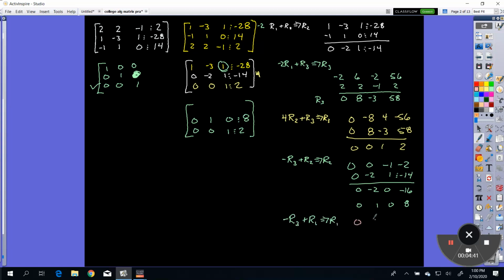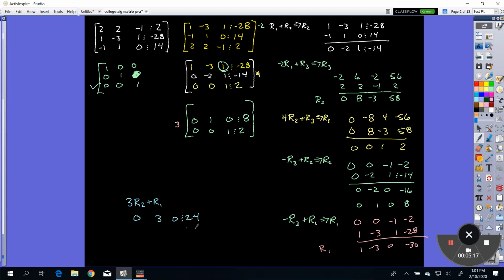So that's going to be 0, 0, negative 1, negative 2. Add that to row 1, 1, negative 3, 1, negative 28. So it makes 1, negative 3, 0, negative 30. That's my new row 1. So now I want this negative 3 to disappear, so I'm going to use this row, I'm going to multiply it by 3. So in essence, I'm going to take 3 times row 2 and add it to my new row 1, which is this pink one right here. So 3 times row 2 is 0, 3, 0, 24.